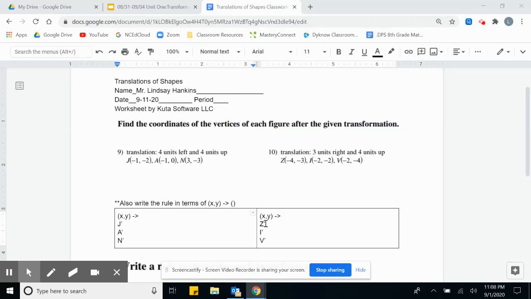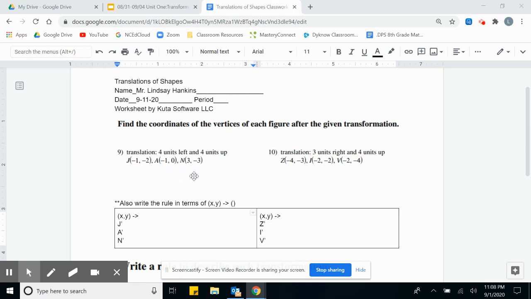All right, guys, so this is going to be a completed version of the work that we did today, September 1st, for translations. So for number 9, we're going to go over the common rule. We see that we have 3 coordinate planes in which each is a notation. Notation J is -1, -2. Notation A, -1 and 0. And notation 3, 3, -3.